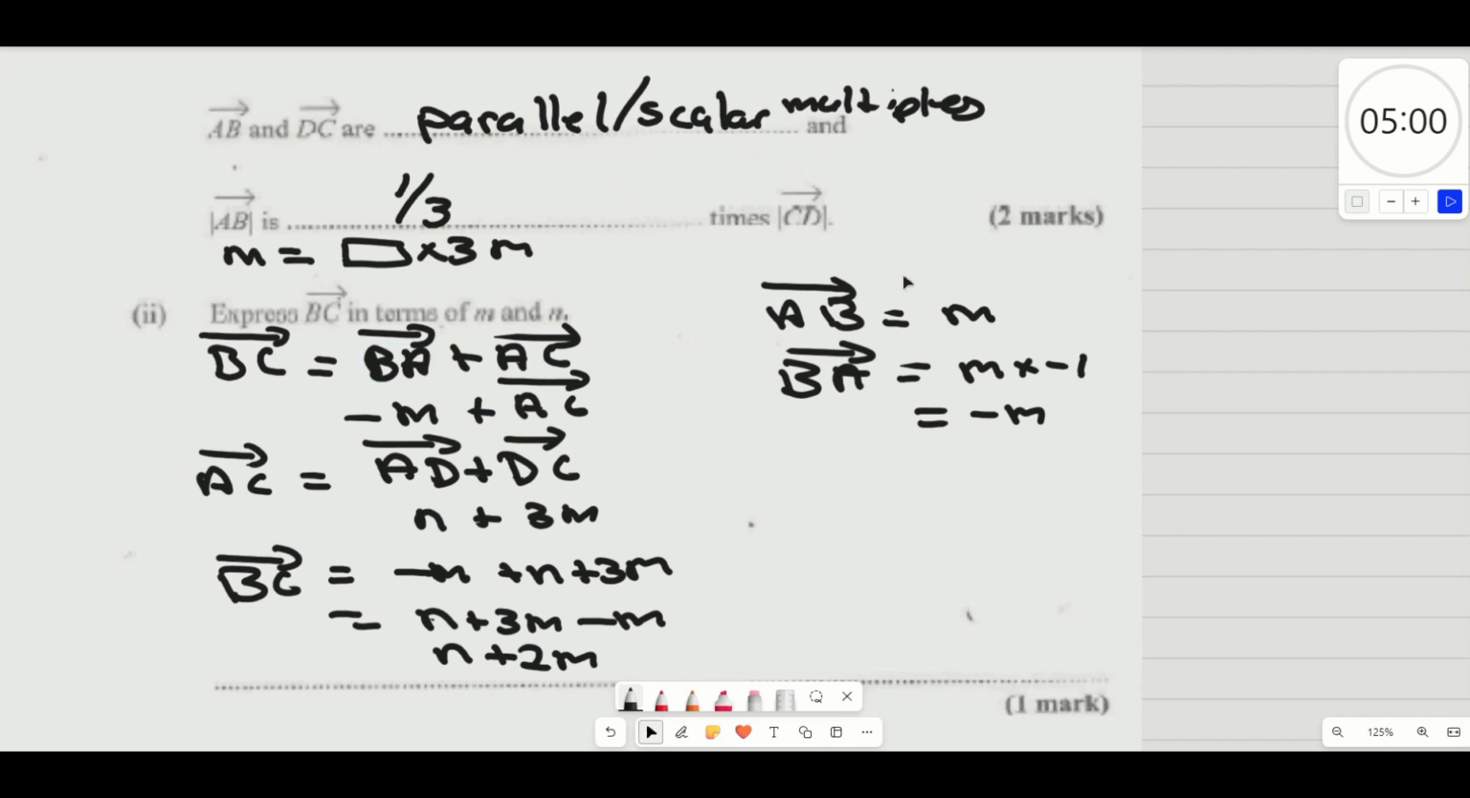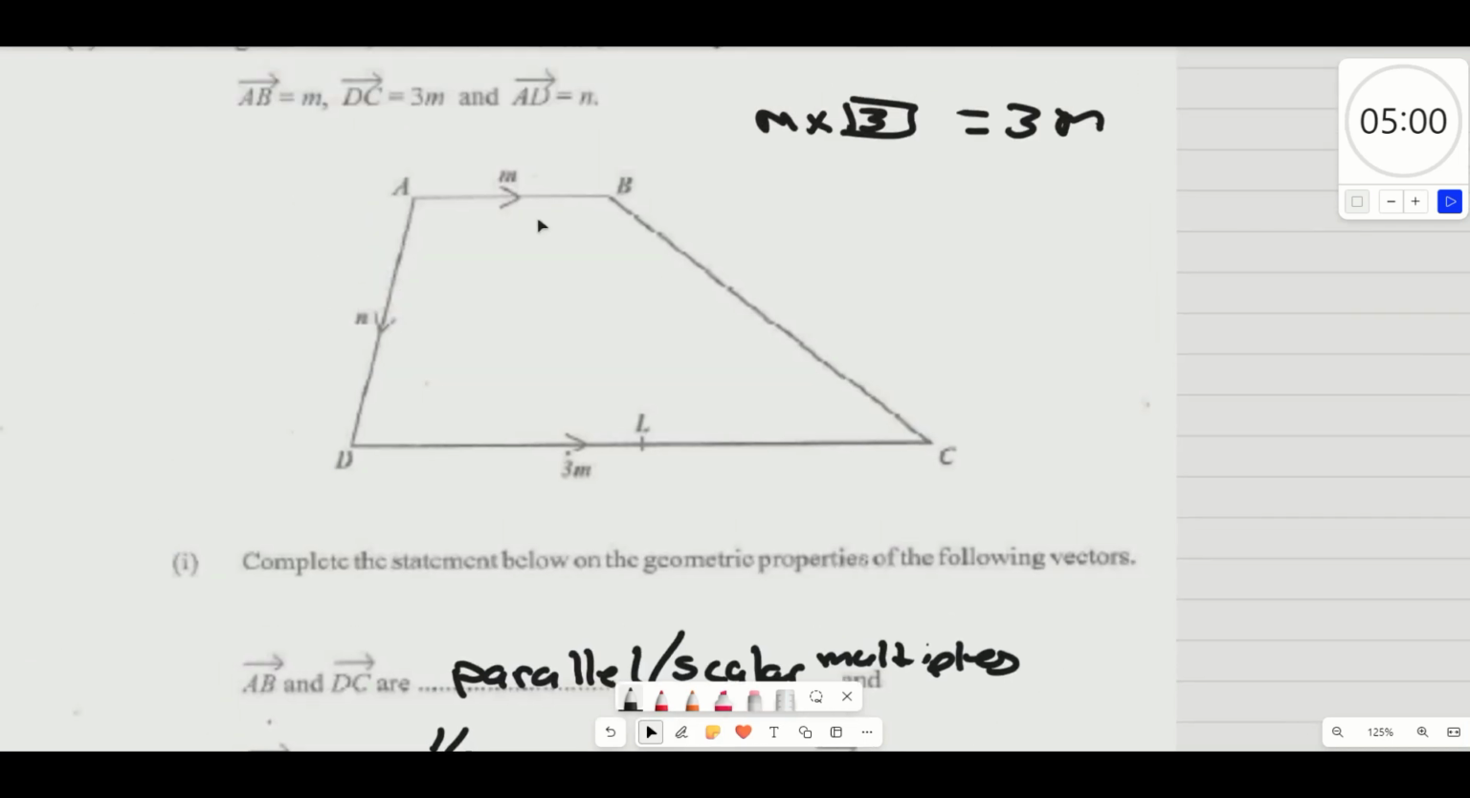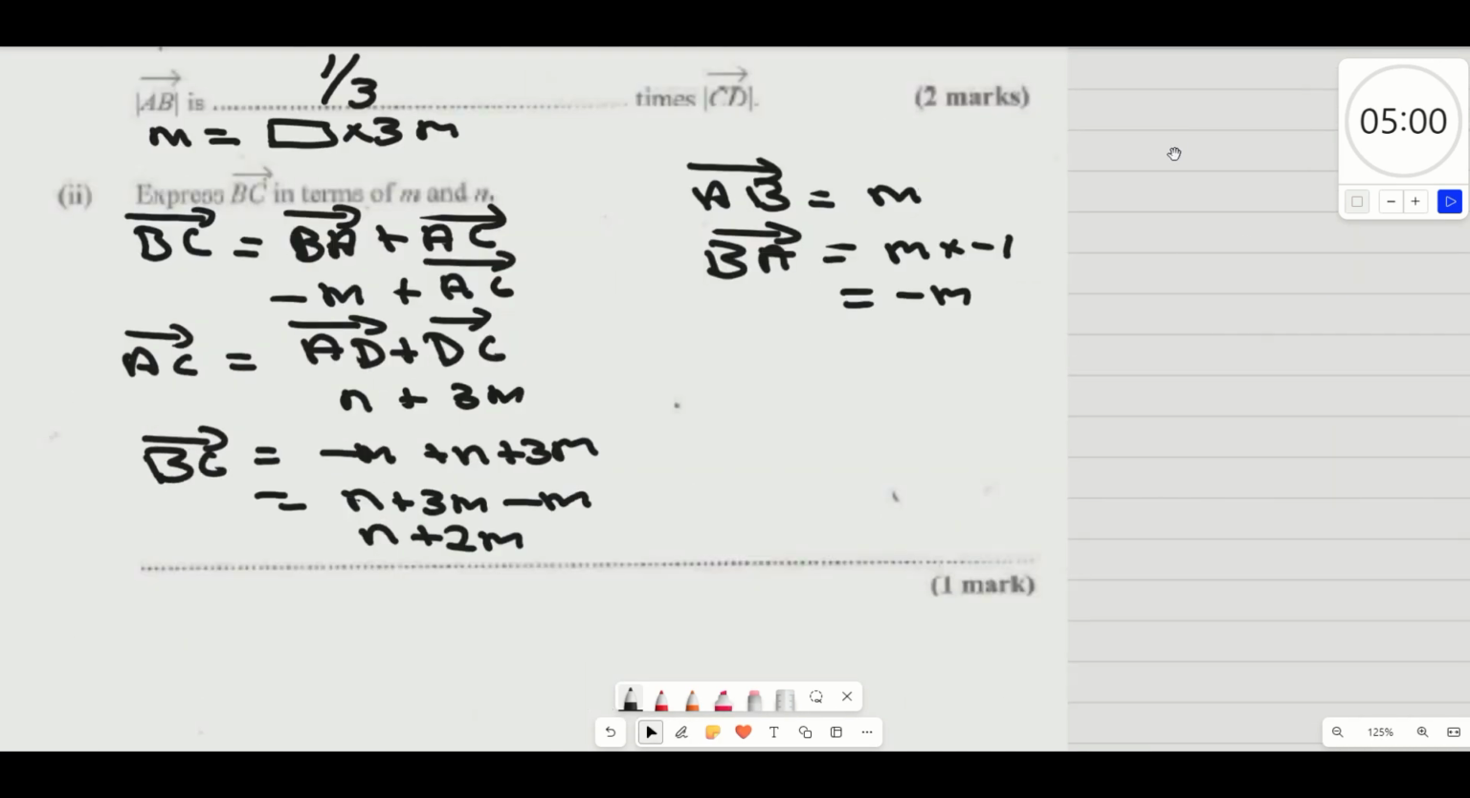Or if you want, you could have done it on the question here. You could have said, okay, this is a quadrilateral. We're going from BA plus AD plus DC, right? So my starting point is A, my ending point is C. What is AB? AB is going in the opposite direction, so instead of M, it's going to be negative M. What is AD? It is going in the same direction as plus N, and DC is 3M, which is what we had there. So you could have used the image to solve that question instead of doing it like this. Right? You could have used the image.